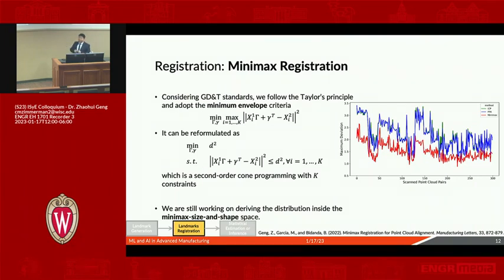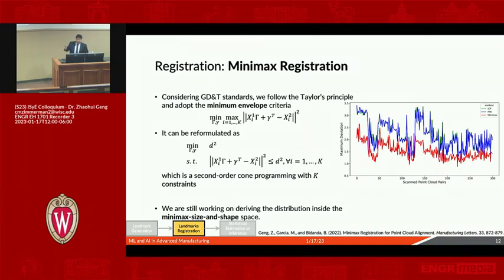We are still deriving this, especially the statistical property in the new space, which we call the minimax size and shape space. We're still deriving the distribution. Our best guess is that in this space we have a truncated normal, but we're still working on that.